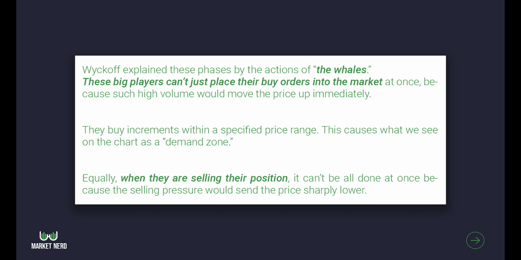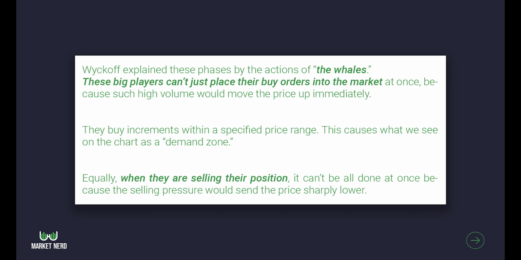Wyckoff explained these phases by the action of the whales, which these days are big institutions like money center banks in Forex markets or hedge funds in the stock market. These big players can't just put their whole order into the market at once because such high volume would move the price immediately. So instead, they buy increments within a specified range. This causes what we see on the chart as a demand zone.